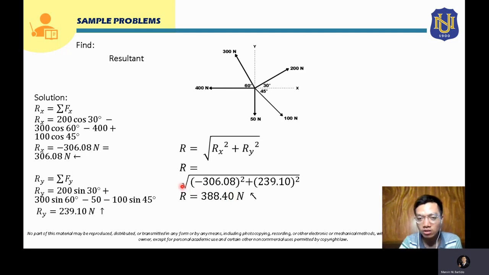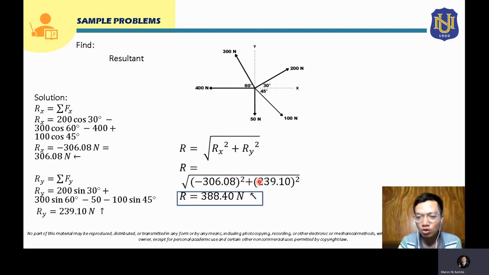Now for the direction of the resultant, it will depend on the direction of your components. The direction of your Rx is to the left, and the direction of your Ry is upward. So the direction of your resultant will be upward to the left, right? It will be drawn this way, upward to the left. So this will be the magnitude and the direction of the resultant.